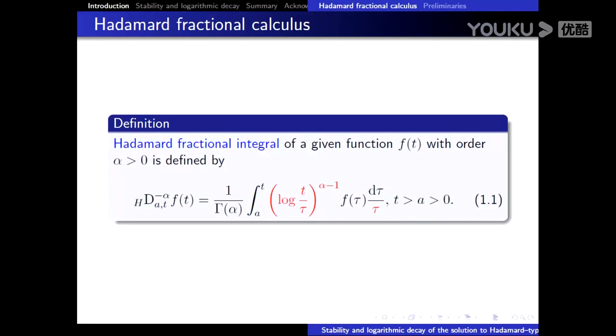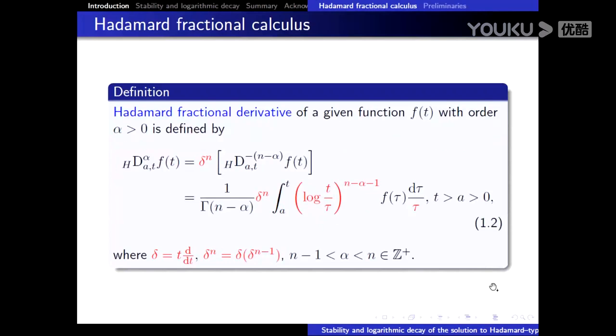Now we show the Hadamard fractional integral for a given function with order alpha. Alpha is always a positive number. We can define it like this. Here this is 1 over gamma alpha, this is the integral, with a logarithmic function, here is dτ over τ. Here we require t is bigger than a, a is a positive number.